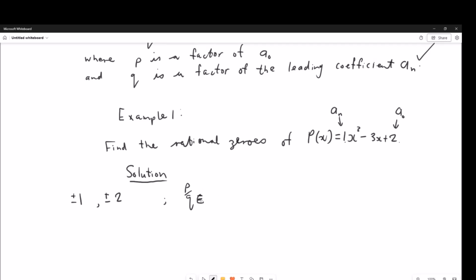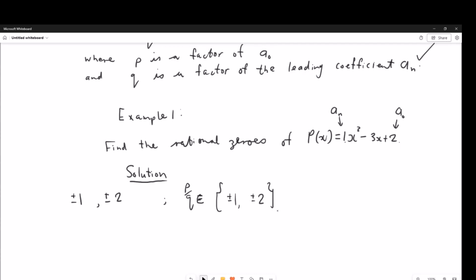We still have to decide whether these are relevant. So the factors of 2 is plus or minus 1, plus or minus 2. The factors of 1 is plus or minus 1. So p over q will either be plus or minus 1, right? Remember, it's those over those ones, or plus or minus 2. Remember, it's the p's over the q's. So those are the 4 potential zeros of that polynomial. Okay, those are the 4 potential zeros from that theorem, the rational zeros theorem.